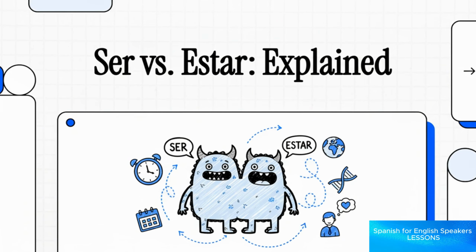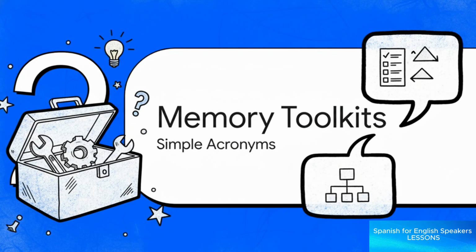Now, that core idea is great, right? But you need something practical you can actually use in a real conversation without freezing up. So let's give you two simple acronyms. Think of these as your go-to toolkits to make the right choice every single time. First up is ser. Whenever you're trying to describe the permanent essence of a person or a thing, just call the doctor. It's a fantastic little trick to check if you're on the right track.